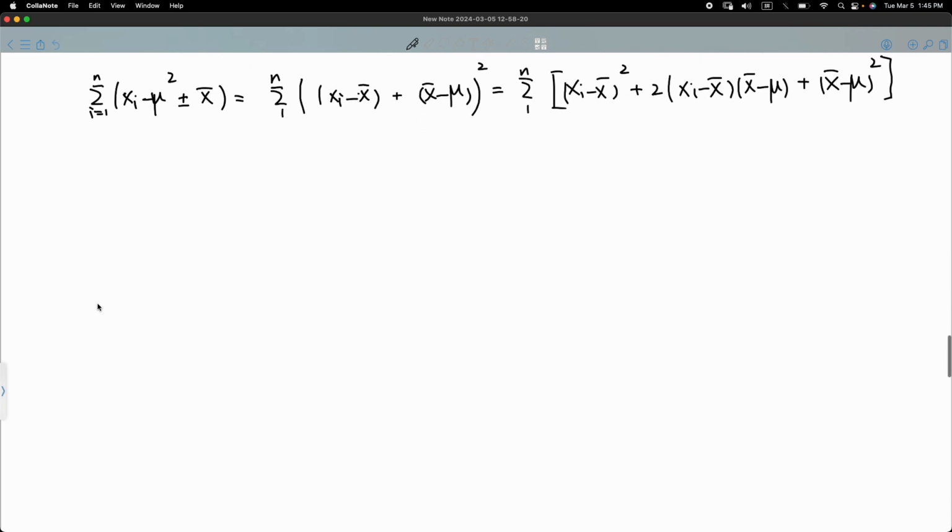Okay, so the next thing is that we distribute the summation. So we have the summation of xi minus x bar squared. And then we have 2 times x bar minus mu. So this serves as a constant, but the summation is going to affect the xi minus x bar because you have an index i here. And then plus the summation of the third term. This third term is a constant, so just n copies of that. So you just sum over n identical copies, so you just have n multiplied by this difference.